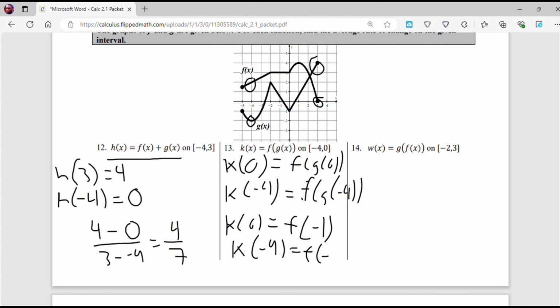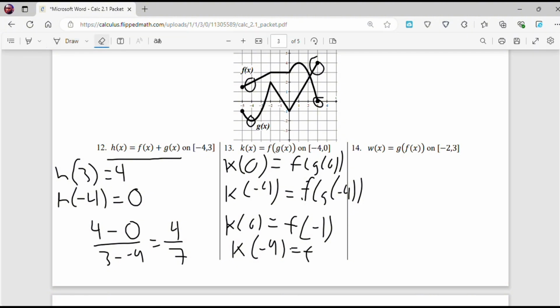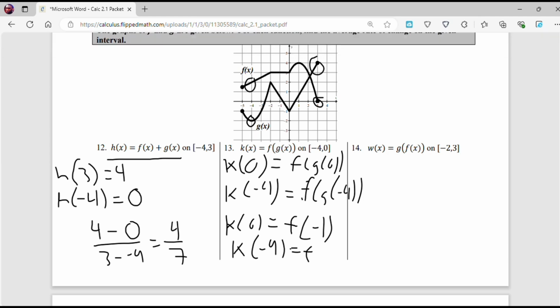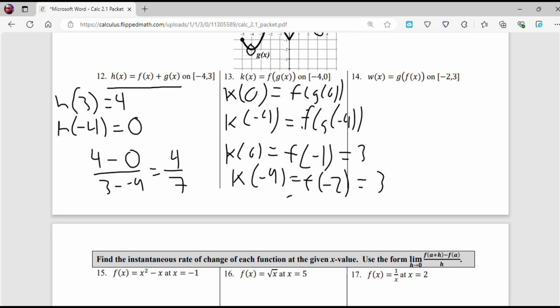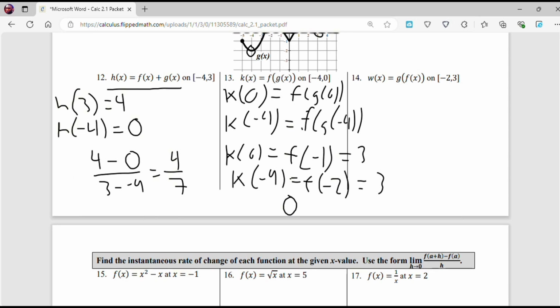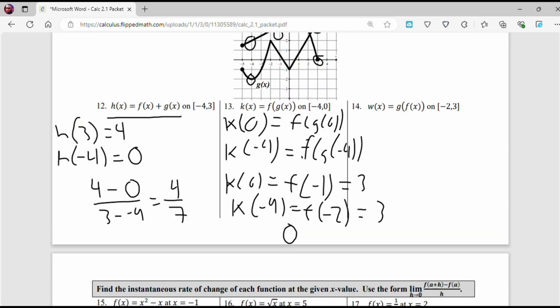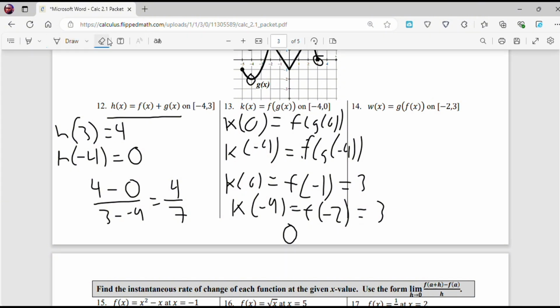Oh, sorry, hold on. It's not right. Okay. G of -4, that's -2. And so k of -4 is f of -2. F is your top graph, so f of -1 is 3. F of -2 is also 3. So we know that our average rate of change is 0 because 3 minus 3 is going to give you 0. Now, hopefully that makes sense.